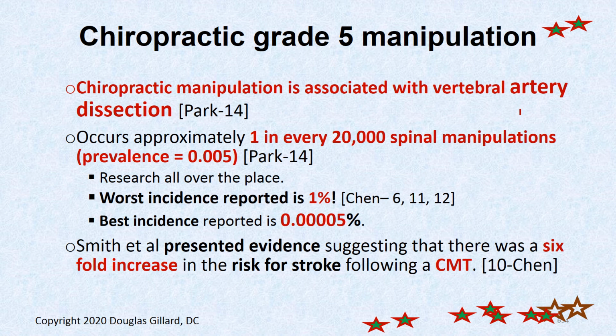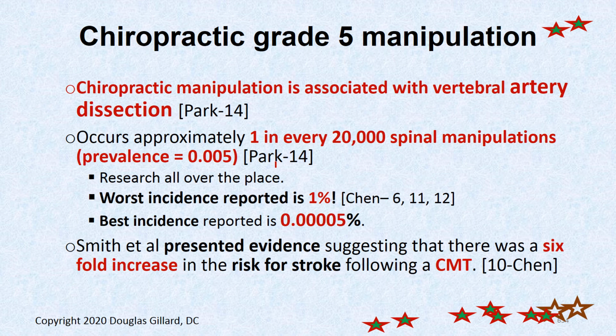But chiropractic is associated. There's plenty of cases. Park is one fairly well done paper. Chen, there's a bunch of papers out there on this. So what do we know about it? If you look at Park, about 1 in every 20,000 spinal manipulations, grade 5s, I would take it, like the crack, not so much the activator. I don't see how an activator could possibly do this, but physically putting a force into the cervical spine. Prevalence is, Marfan's was 0.01. This is 0.005 according to Park.